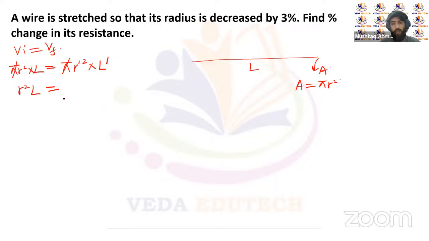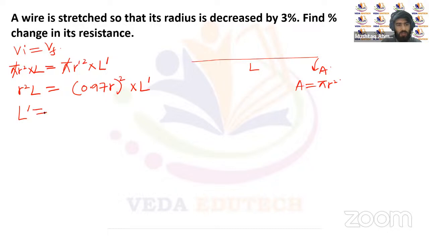If it is decreased by 3%, it means we are left with 97%, right? We're left with 97%, or we can say it will be 0.97 times R. Or we can write it as 0.97 times R square, right? It will be L dash, which is 97% of the previous value. So from here, R square and R square will get cancelled.